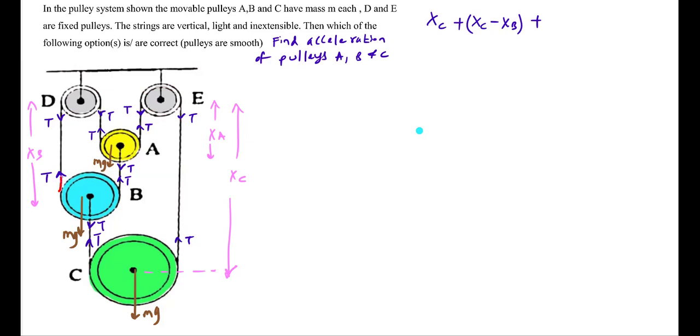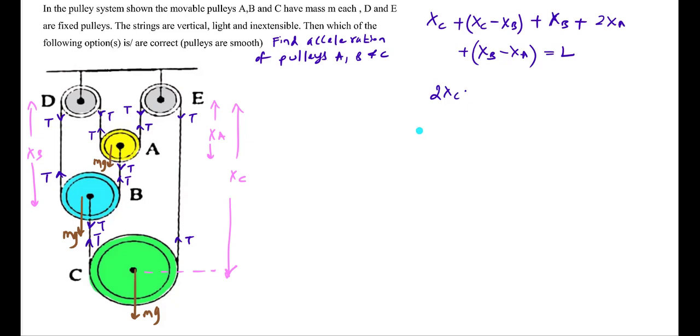This length will be xb. This length will be xa. This will be xa, 2xa will come. And this length will be xb minus xa, equal to length L.